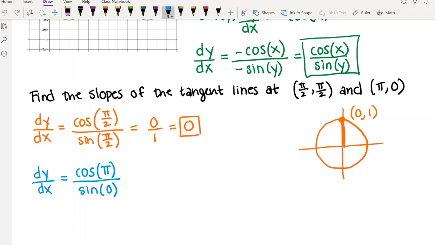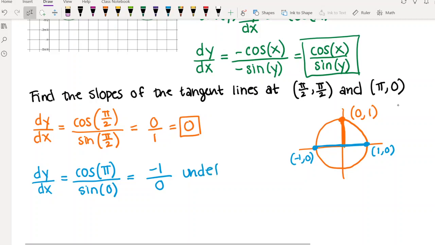So cosine of pi would be going to an angle of pi. And so that's (-1, 0). So that means cosine of pi is -1. And then sine of 0 is an angle of 0, and that has a y coordinate of 0. So sine of 0 is 0. And what's -1 over 0? Well, that is undefined. And that makes sense because we see in our picture that the tangent line at that point is vertical. So the slope is undefined.